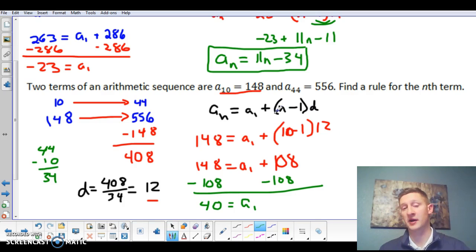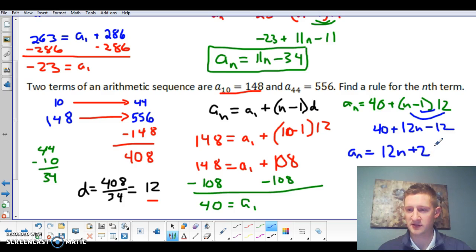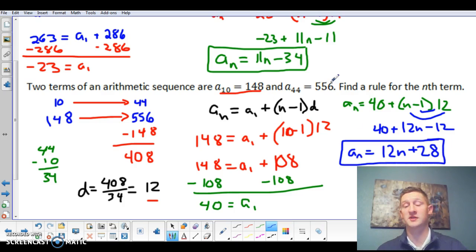So then I go back to my initial equation and I plug in the things that I know. I know the first term is 40. That's great. So to write the equation, a sub n is equal to the first term 40 plus n minus 1 times the common difference of 12. Clean it up. Distribute 12n minus 12. Add the 40 to the beginning. So to find the nth term, 40 minus 12, it's 28. So I got 12n plus 28. There would be my rule for that particular sequence given those two terms in the sequence.